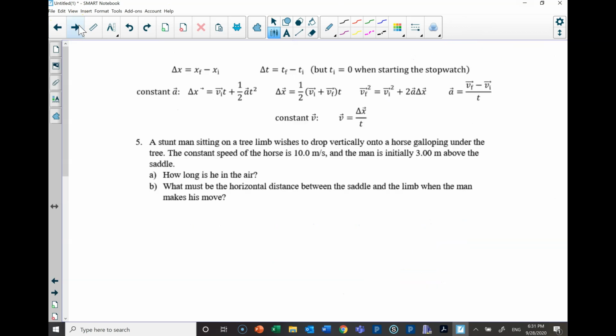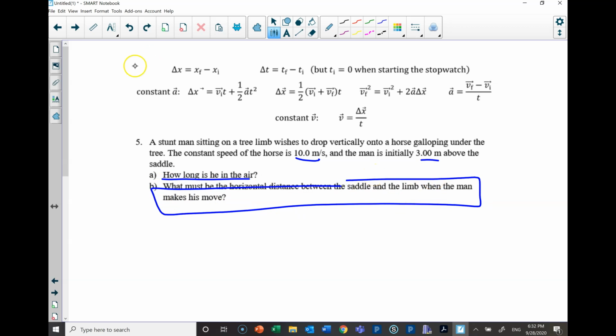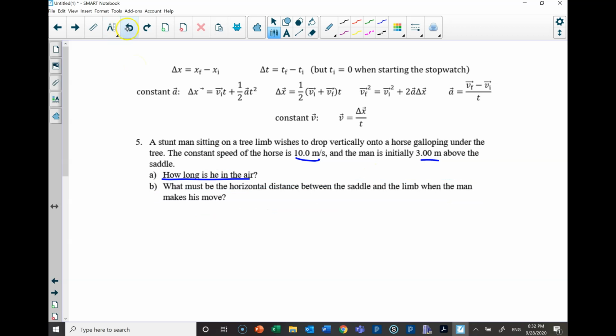Let's move on to one that is actually much easier. A stuntman or woman sitting on a tree limb wishes to drop vertically onto a horse galloping under the tree. The constant speed of the horse is 10 meters per second, and the man or woman is initially 3 meters above the saddle. How long is he in the air? What must the horizontal distance between the saddle and the limb be when he makes his move, or she?